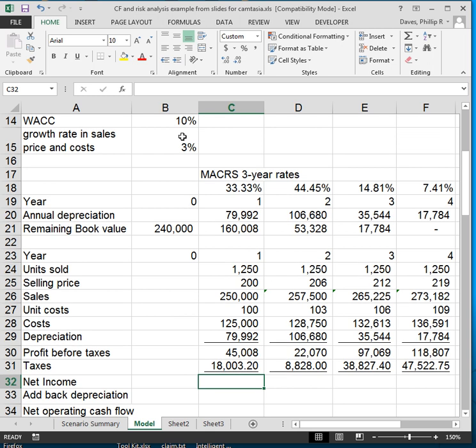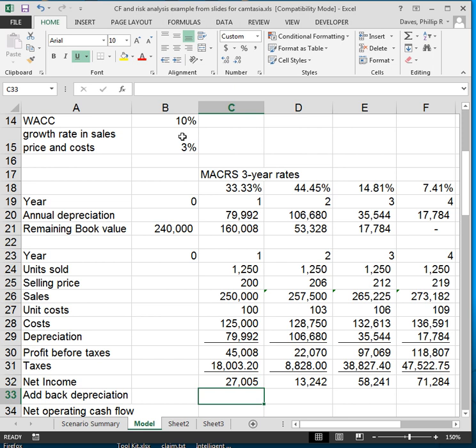And that gives us a net income of our profit before taxes minus the taxes, $27,000 in the first year, increasing to $71,000 in the final year. And of course, the reason it's increasing is because sales price is going up, even though costs are going up, and depreciation is going down.